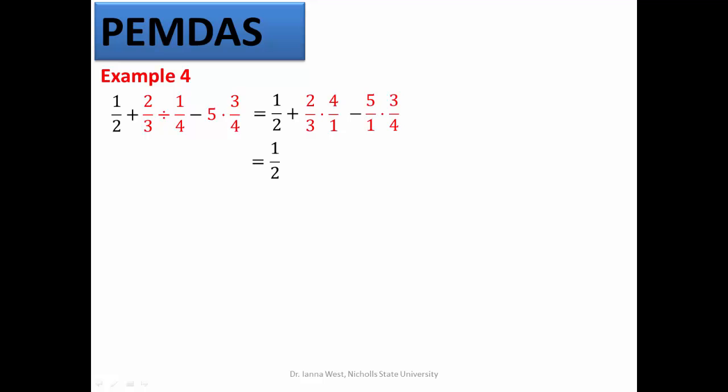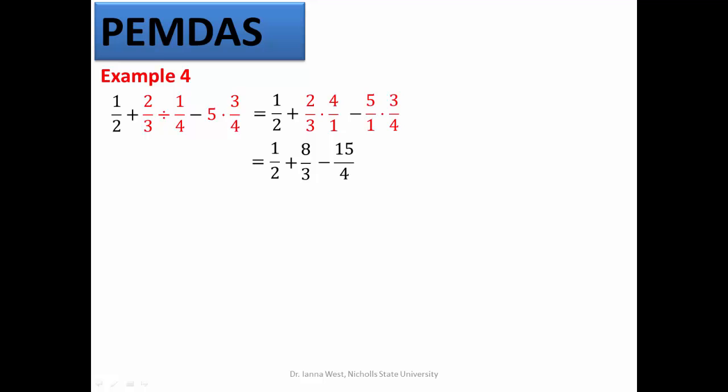At this point, we will perform the operation of multiplication on both products. Performing multiplication in the first product gives us 8/3, and performing multiplication in the second product gives us 15/4. Notice that we only have the operations of addition and subtraction left. Before we perform the indicated operations from left to right, we will first find a common denominator for all three fractions. The smallest number that all three denominators will divide into evenly is 12.